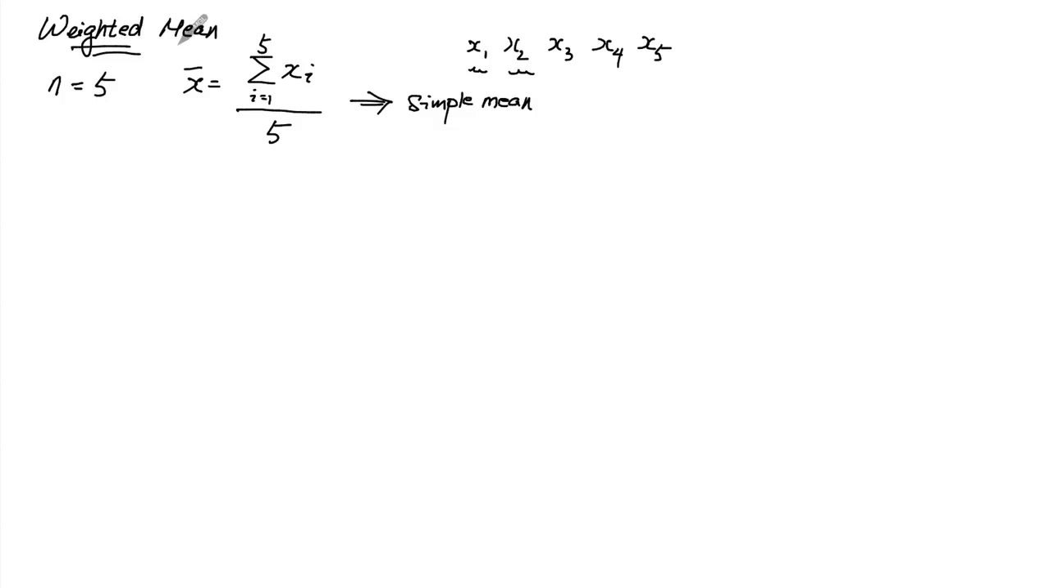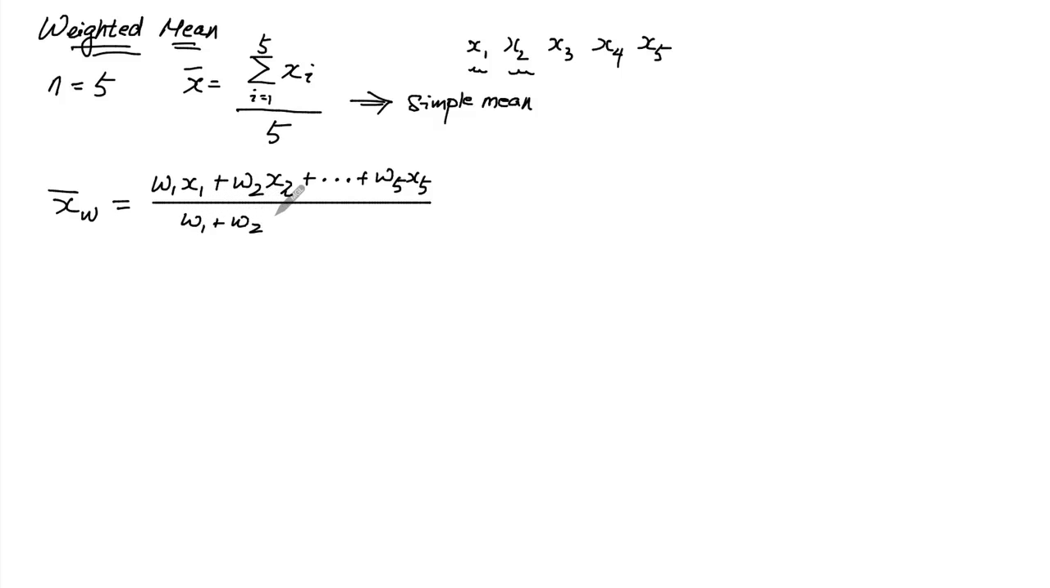So the weighted mean, mathematically, is given by, we're still going to use x bar, but we're going to put a subscript w to denote that it's a weighted mean. And this is going to be, we multiply each of our data points by a weight associated with each observation. So for observation x2, we're going to have a weight given by w2, all the way up to the 5th weight as such. And we're going to divide all of this by the sum of all the weights. So w1 plus w2 all the way up to w5.